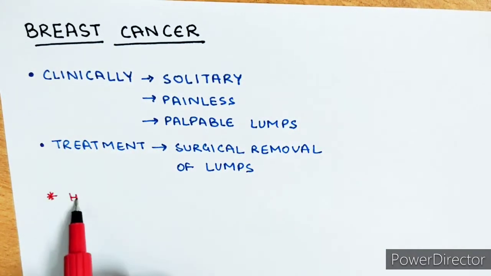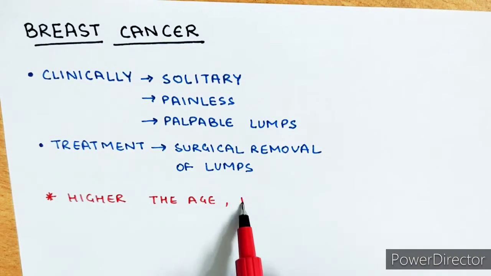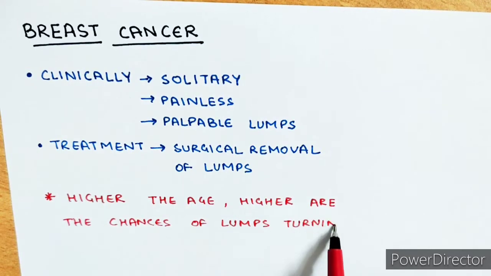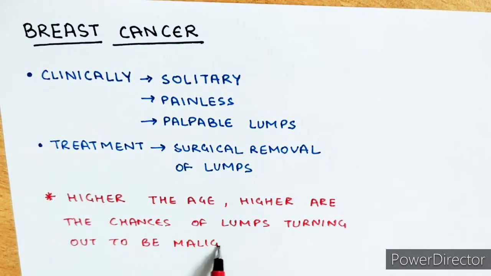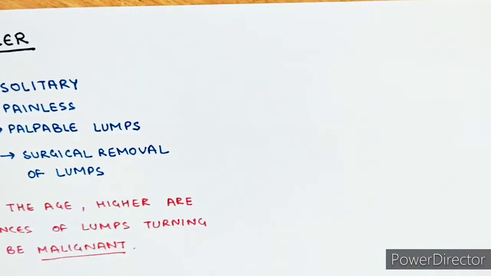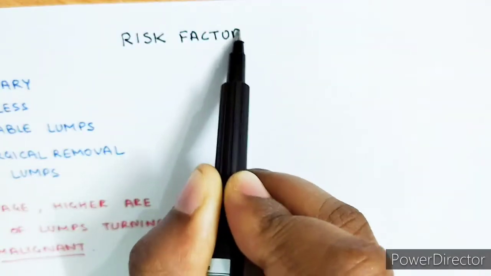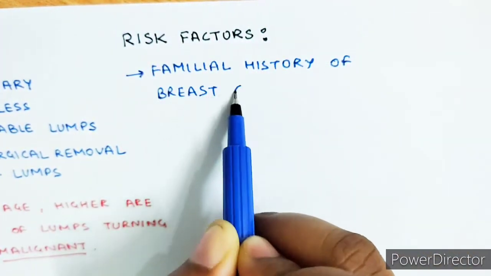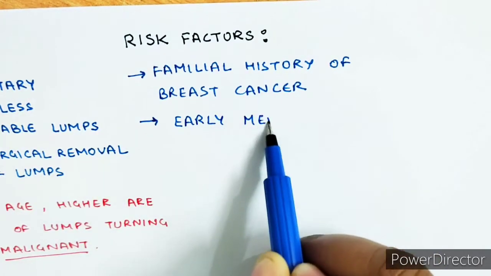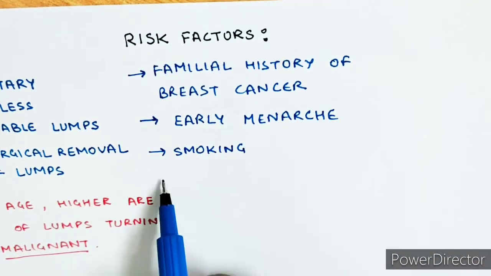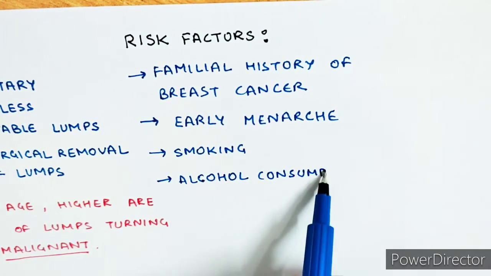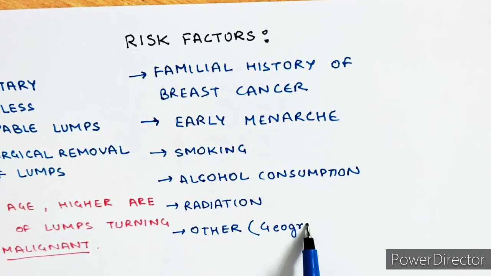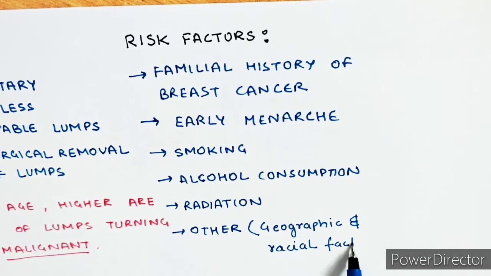These lumps are usually benign, but the higher the age of the female, the higher are the chances that these lumps turn into malignant carcinomas. Therefore, all breast lumps, irrespective of age of the patient, must be removed surgically. Many risk factors have been identified for the development of breast cancer in women. These are familial history of breast cancer, early menarche, smoking, alcohol consumption, radiation, and some other factors like geographical and racial factors also play an important role.